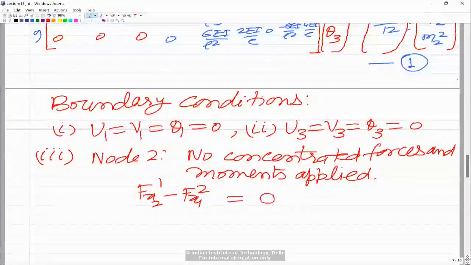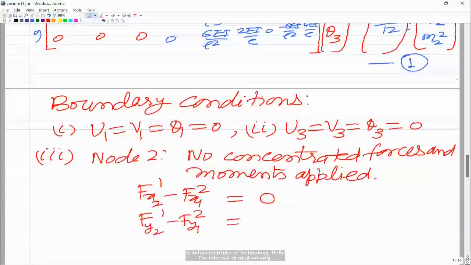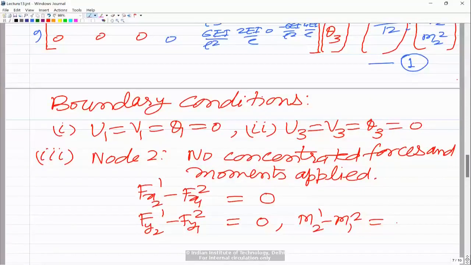Similarly, we'll have fy21 minus fy12. There is no force along the global y direction at node 2, so therefore this is 0. If there was a force P applied along the global y direction at node 2, then this fy21 minus fy12 would have been equal to that P. And the last is, similarly, there is no concentrated moment, so m21 minus m12 will also be equal to 0. If there is an externally applied concentrated moment at node number 2 about the positive z axis, it would have been equal to that moment, say m, but that m is 0, so therefore this is equal to 0. So these are the boundary conditions.